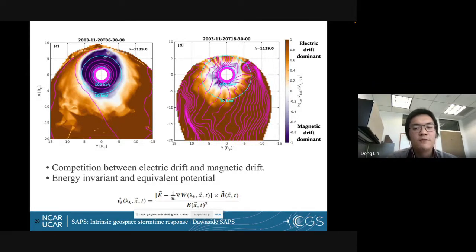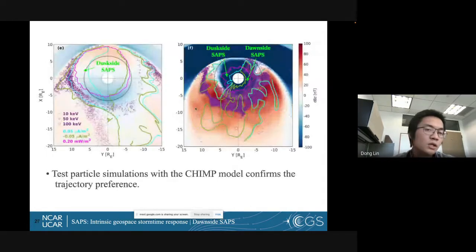So basically, this is from the perspective of particle motion to explain why we had the dawn side ring current pressure build up, and consequently the formation of the strong region 2 field-aligned current and the dawn side SAPS. So we also used the CIMP model or test particle model to verify the trajectory, which is shown here.